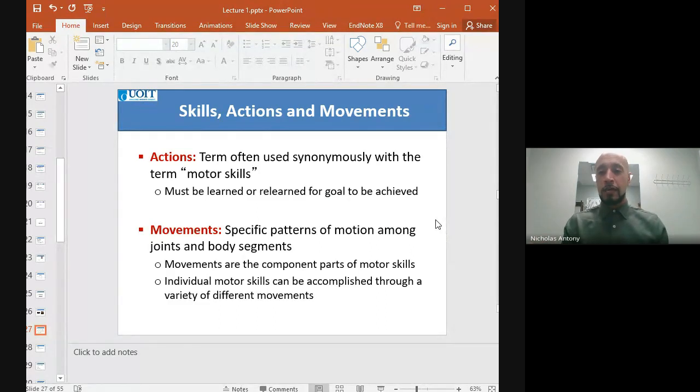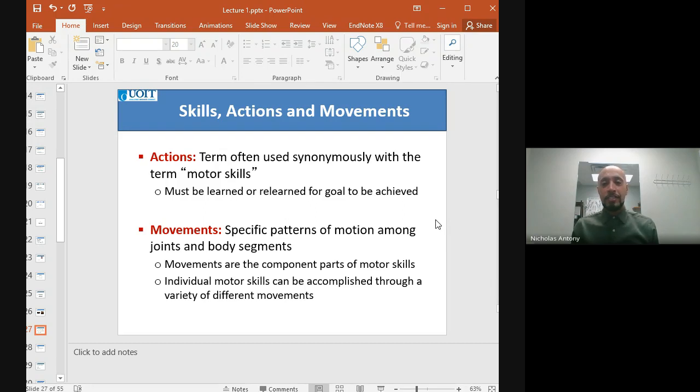So to use Karen's example, I want to touch my nose, okay? So that is the motor skill, that's the goal. So I could touch my nose, or I could touch my nose, lunges, push-ups.